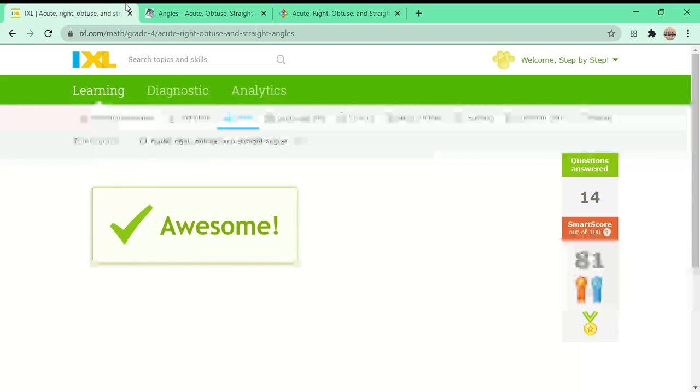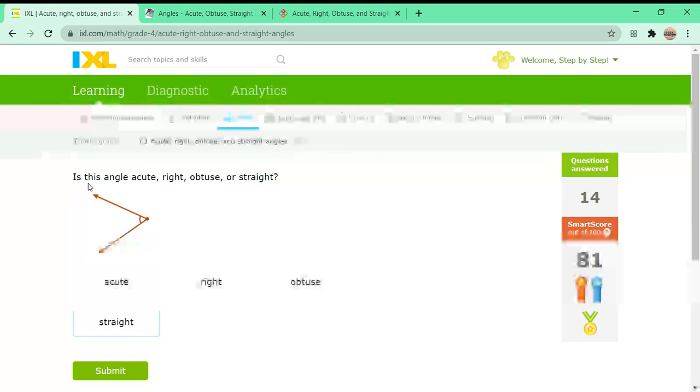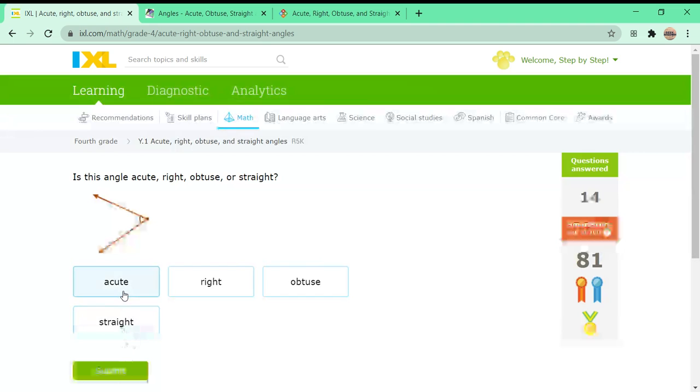Awesome. Is this angle acute, right, obtuse, or straight? So this angle is acute because it is smaller than 90 degrees, and it is not obtuse because it's not bigger than 90 degrees. And it's not straight because it's not a straight line, and it's not 180 degrees.